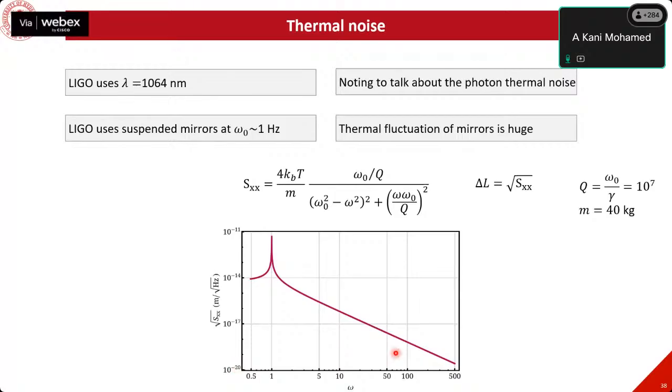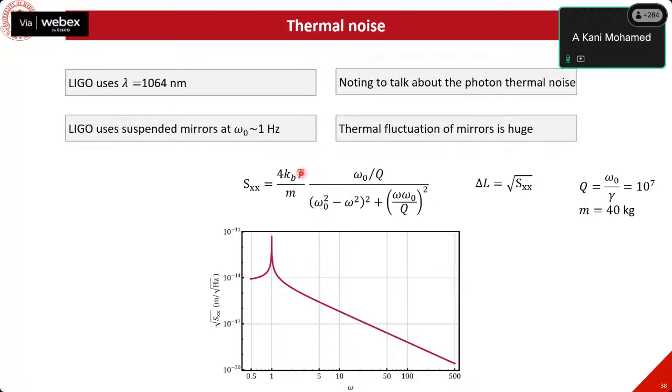Okay? So the three noises that we have: one is the laser noise, the phase noise in the laser. Another one is seismic noise, which has been reduced by using a vibrational isolation technique. And another important noise is the thermal fluctuations of the mirror at room temperature.